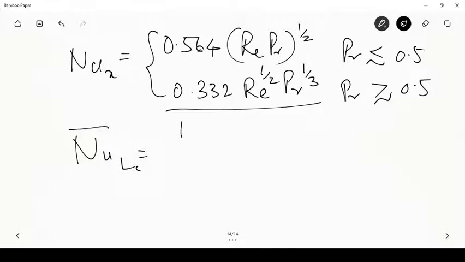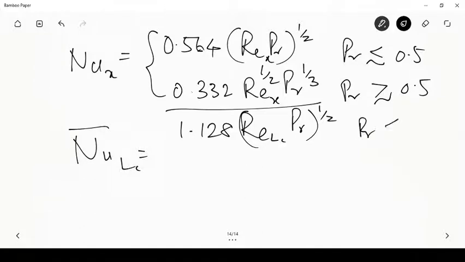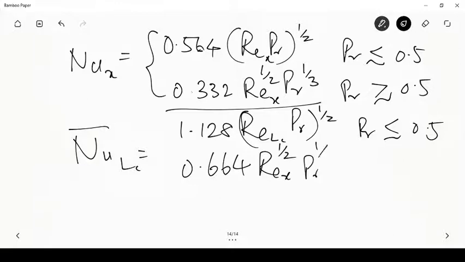So this will become 1.128 into (Re_L Pr) whole thing to the power of half for Prandtl number less than 0.5, and it will be double of this, 0.664 into Re_L to the power of half and Pr to the power of 1/3 for Prandtl number greater than about 0.5. So this is the result for laminar boundary layers that we will get.